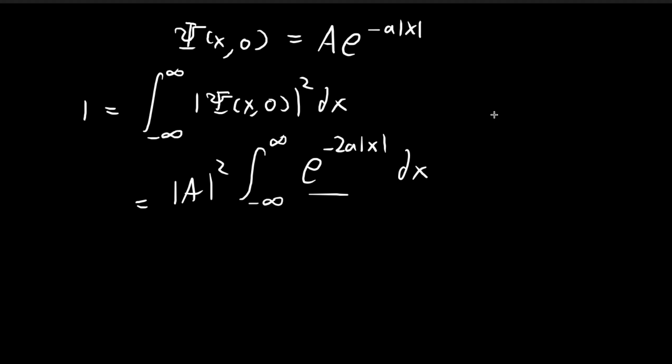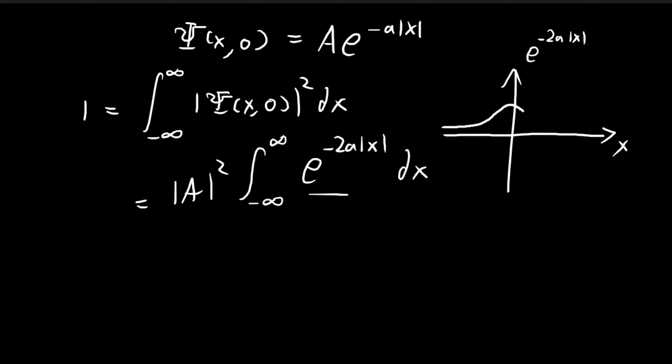And if you observe this function over here, you'll see that it actually looks something like this. So this is the x-axis, and this is the axis for e to the power of negative 2a absolute value of x. You see that this is actually symmetrical. So it's going to go up, and then it's going to go down again. My drawing is not very symmetrical, but the function is symmetrical.